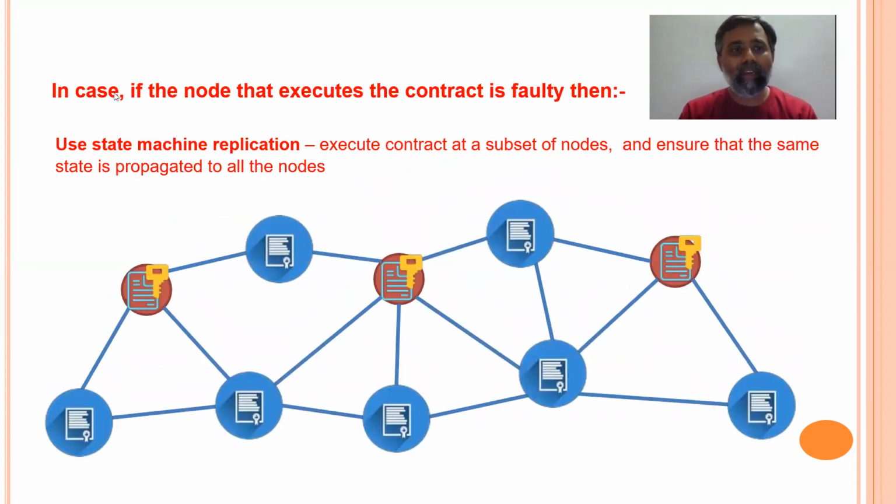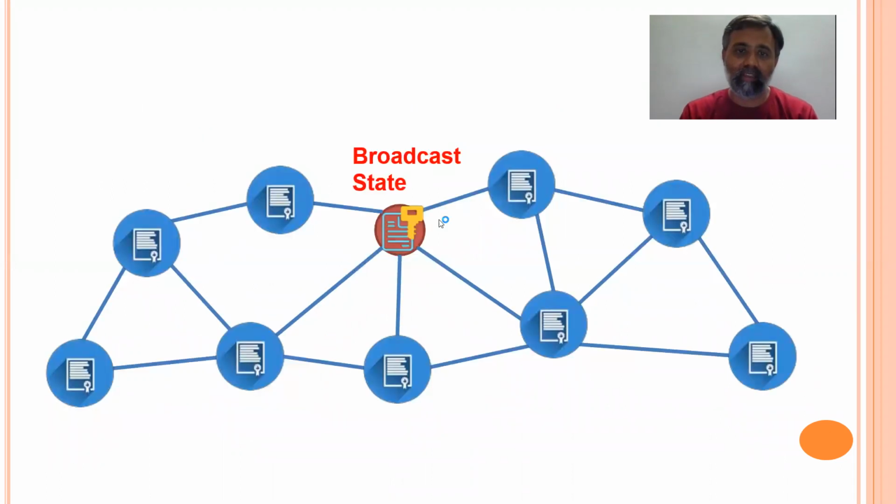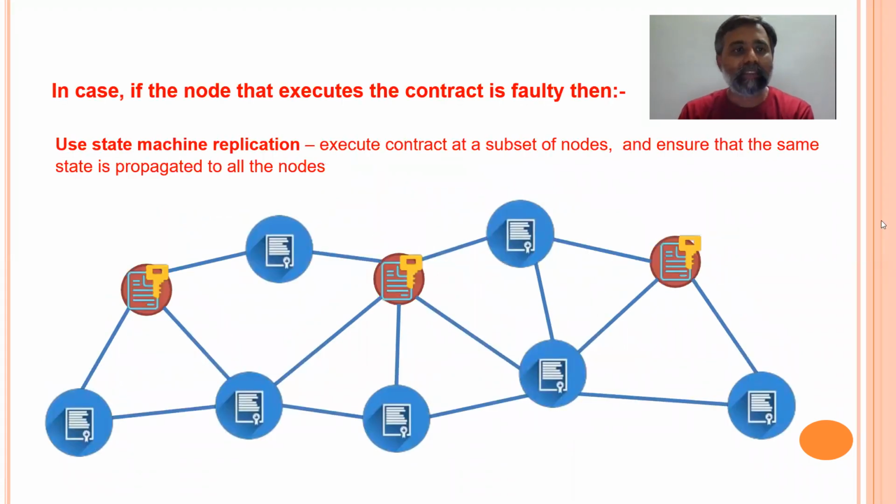Now, in case the node that executes the contract is faulty, suppose this node which executed the code and broadcasted the state is faulty, then in that situation, we can use the state machine replication model. And for that, execute the contract at a subset of nodes and ensure that the same state is propagated to all the nodes.